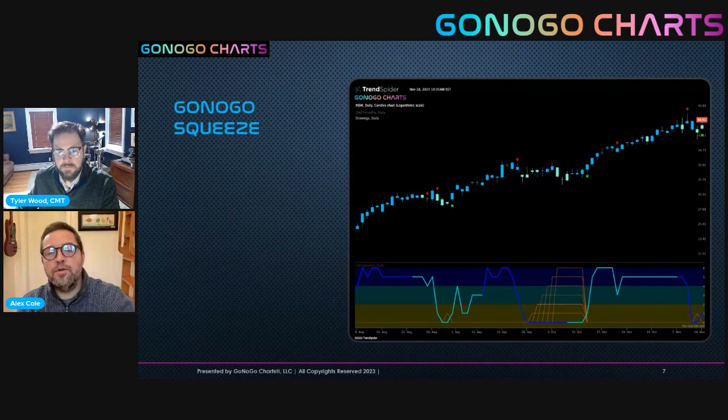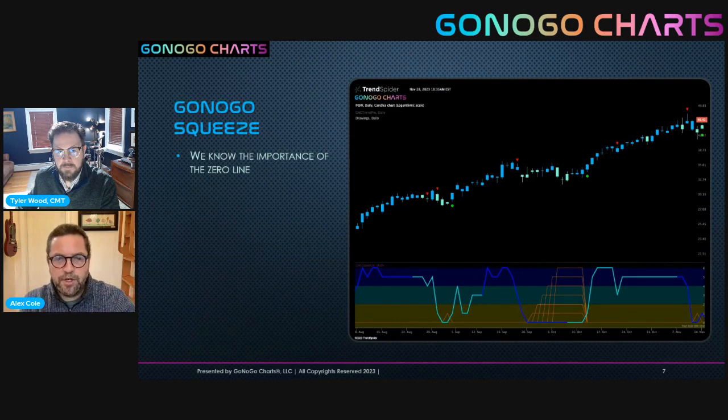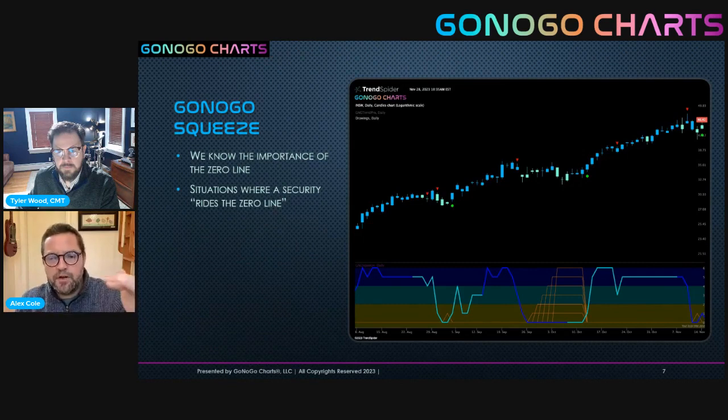Now, we know the importance of the zero line at this point, right? We've talked about it at length. We talked about it in the previous video, how all of the background inputs to our momentum oscillators are in their neutral territories. Our oscillator goes to the zero line. So that's important information in and of itself.